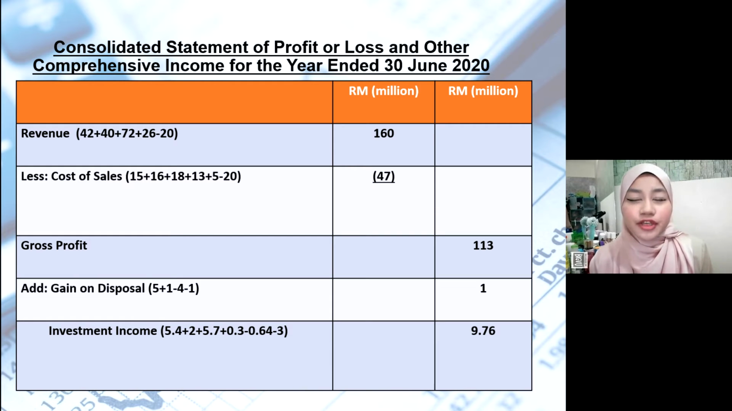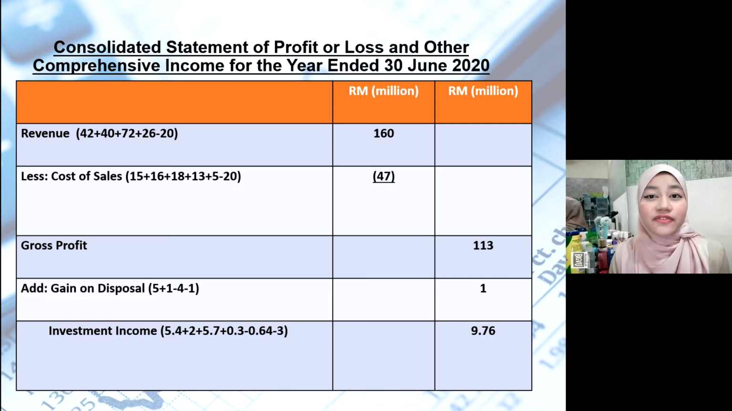After we get the gross profit, we should add the gain on disposal and investment income. For the gain on disposal, we need to total up all the amount of gain on disposal for the parent and subsidiary companies, then minus the gain made on members of the group. 5 million for the parent company, Alor Berhad, plus 1 million for Lendu Berhad, which is a subsidiary company. Then minus 4 million and 1 million gain made on members of the group, which can be referred to in additional information number 2. The total gain on disposal is 1 million.